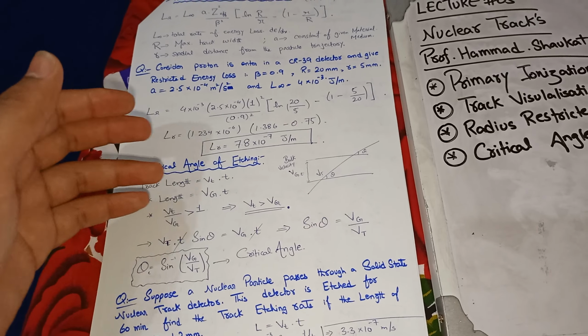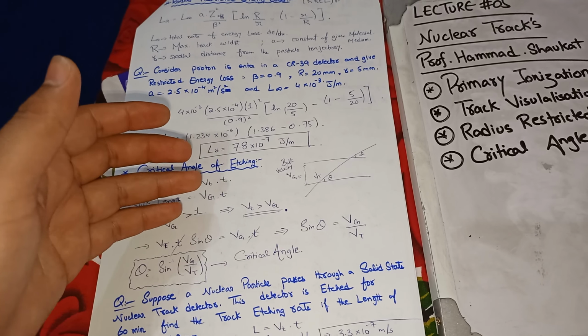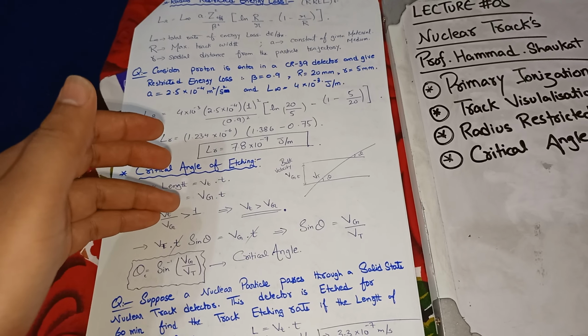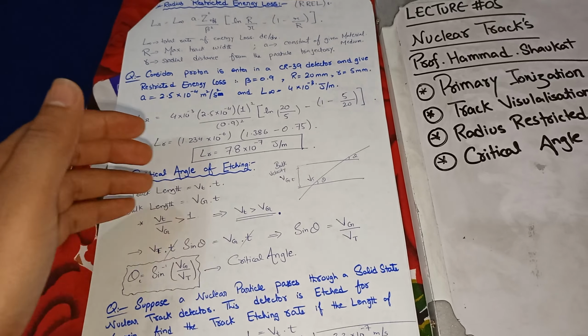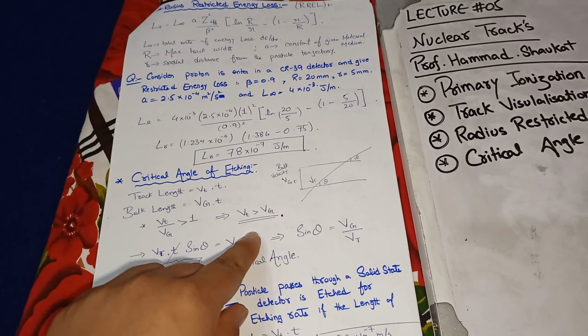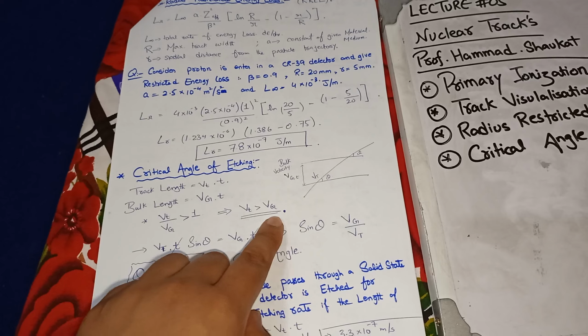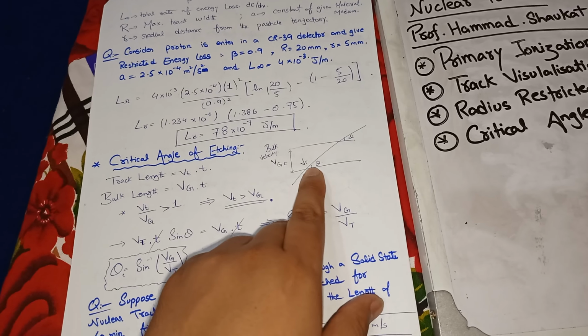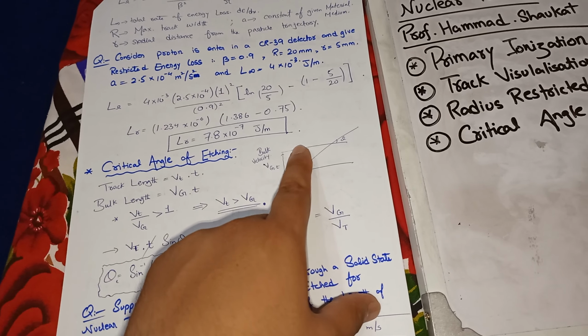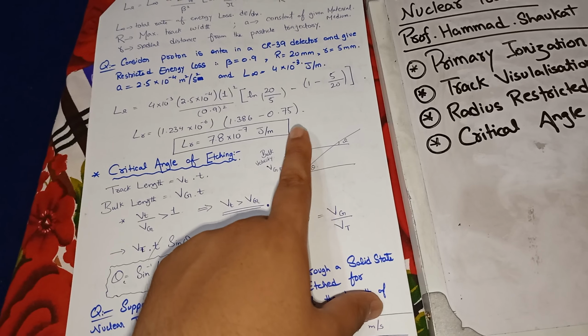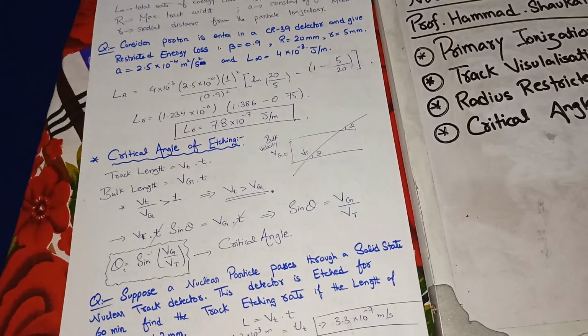So you have to take a ratio. Taking the ratio vt by vg, it's always greater than 1. So you can conclude that vt is always greater than vg, meaning your track etching velocity is always greater than the bulk vg.